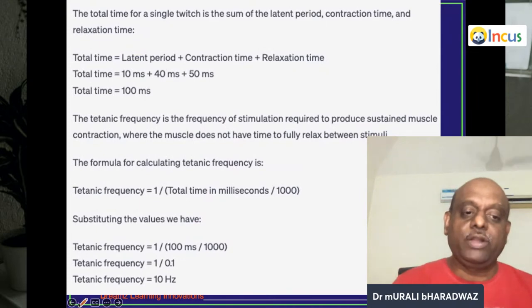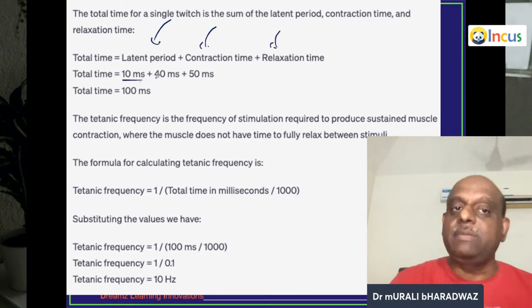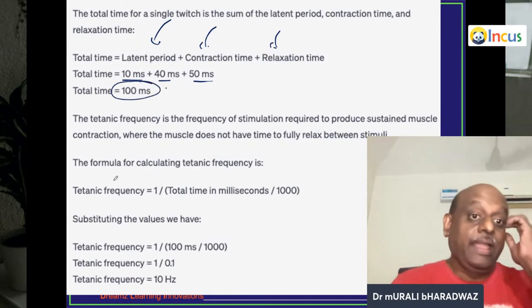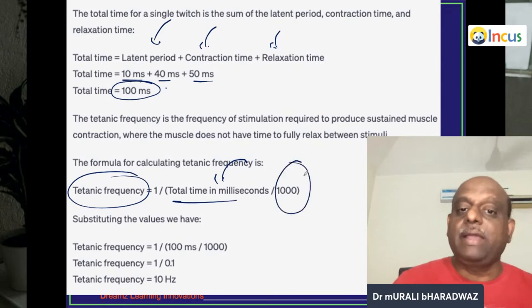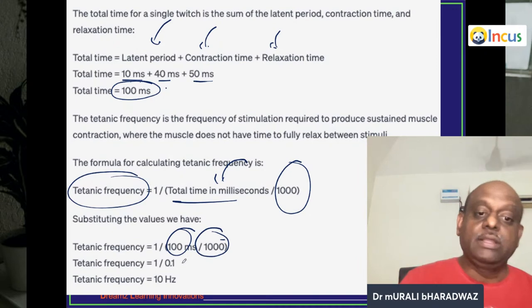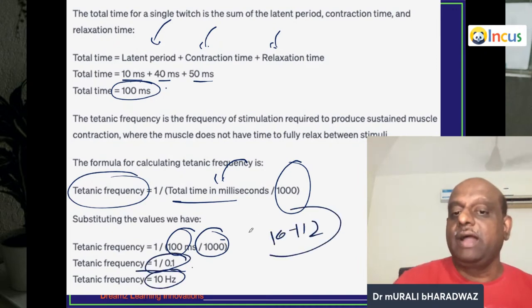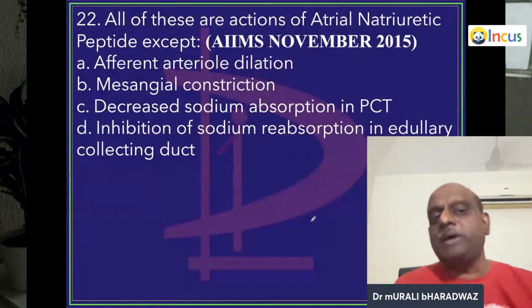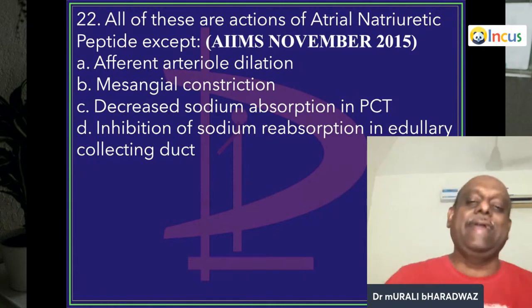So, doctor, what is total time? Total time is latent period plus contraction time plus relaxation time. 10 plus 40 plus 50 is equal to 100 milliseconds. And tetanic frequency is 1 by total time in seconds, so 1 by 100 by 1000, that is 1 by 0.1, equal to 10 hertz is the answer. You need to know the formula. There is no intelligence required in it.